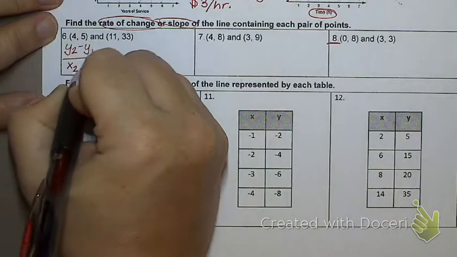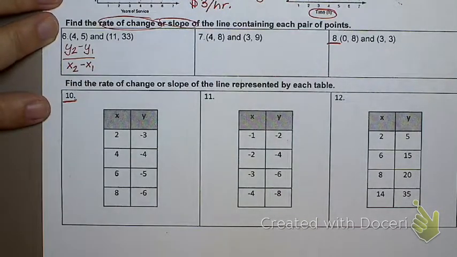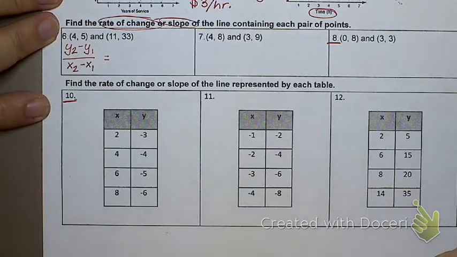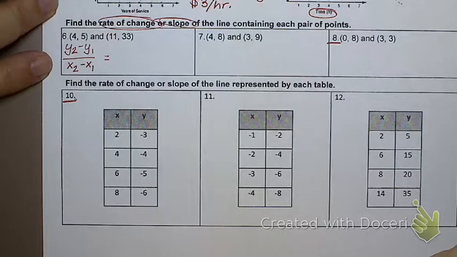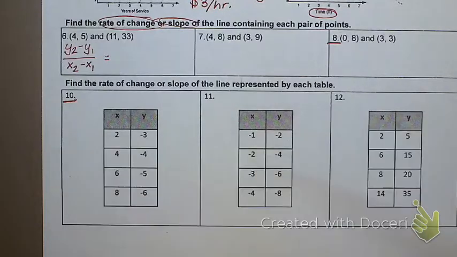I see you have heard this before. y2 minus y1 over x2 minus x1. Okay? We use that anytime we have 2 points. It doesn't matter which point I call y2 and y1. I'm going to get the same answer regardless of which direction I go.